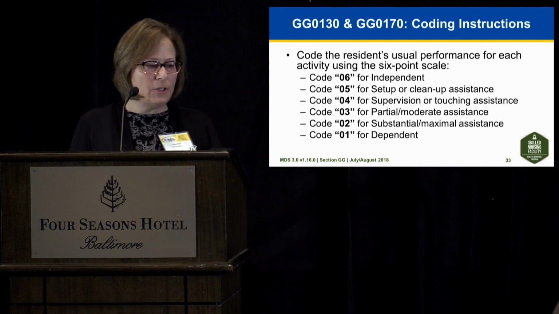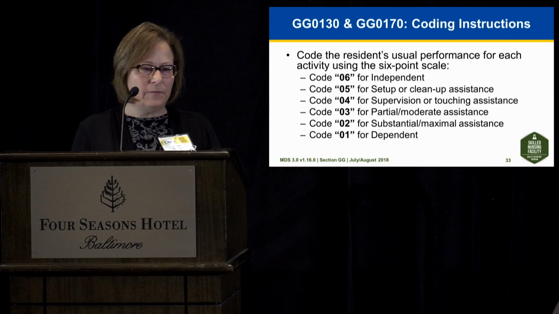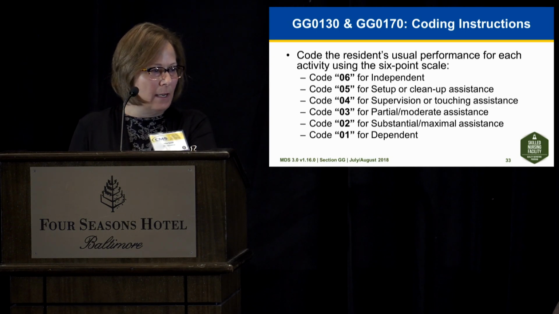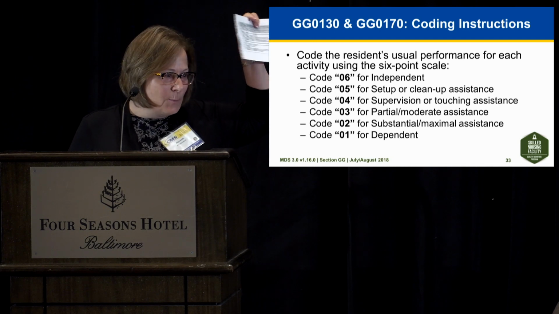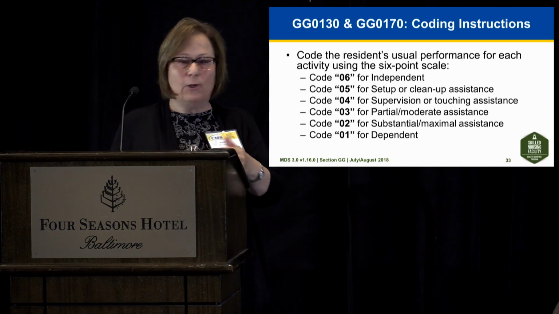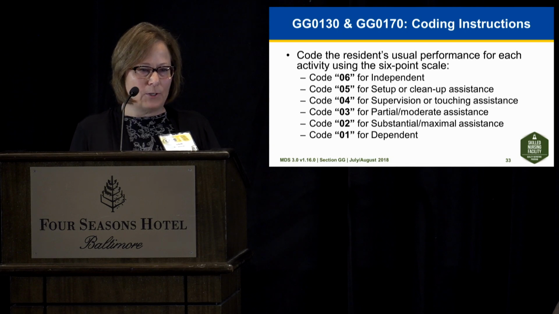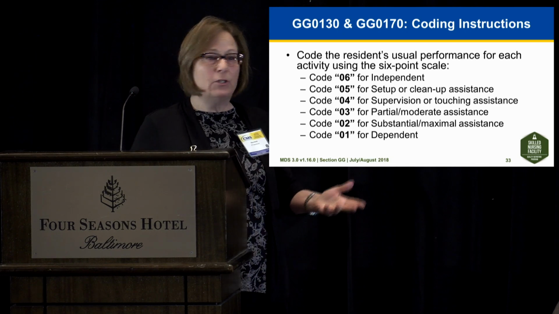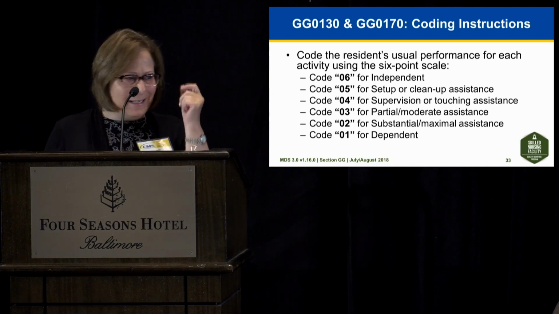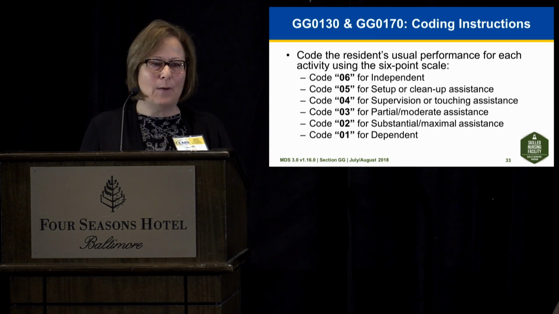So for the coding instructions, Ann just went through some of them, but we'll code the resident's usual performance for each activity using that 6-point scale. Now, in addition to my MDS, I carry my little cue card for my 6-point scale. I'm sorry, I need all of these personal tools. It helps me to remember what the coding instructions are. I grew up in the era of Section G, right? So for me, it's always a "what was that again" moment, at which time I just have to look up the answer.